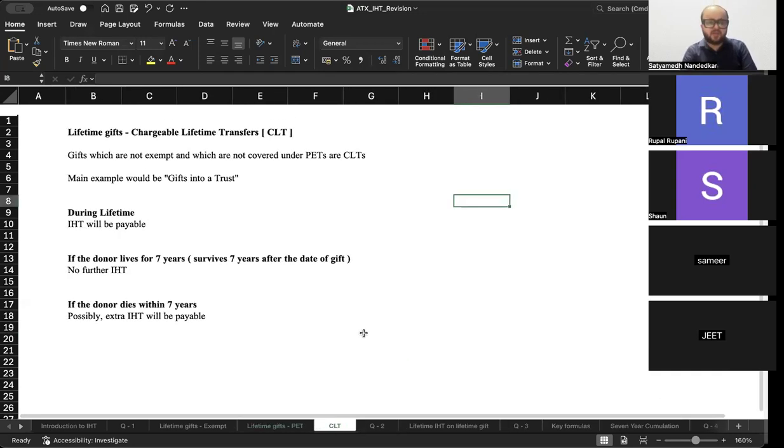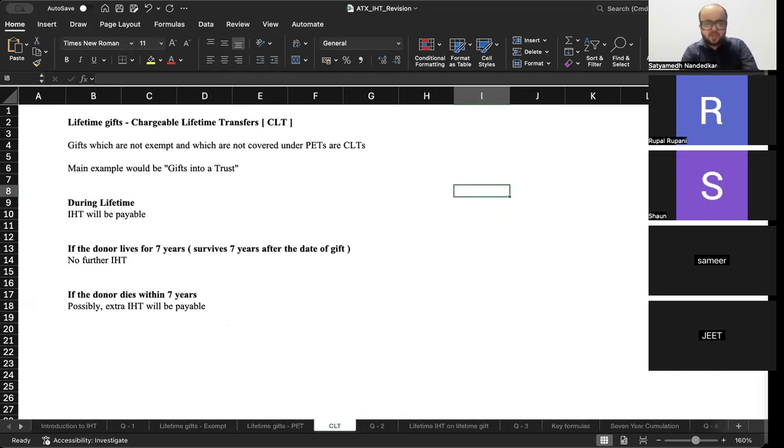Then we have the chargeable lifetime transfer. Chargeable lifetime transfers are gifts which are not exempt and which are not covered by the PET. So gifts which are not exempt, gifts which are not covered by the PET clause or by the exempt clause, all of those gifts are considered to be chargeable lifetime transfers. Now, the most common example that you will come across is giving gifts to a trust. So if you have given a gift into a trust, then that gift is usually considered under the CLT category.